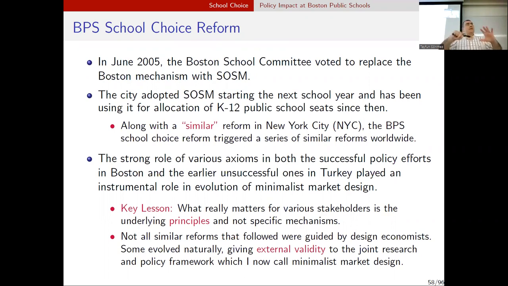I think you can do what I'm doing in different ways too, but I find the axiomatic approach particularly helpful to convey ideas to policymakers and laymen. Not all similar reforms that followed were guided by design economists. Some involved naturally giving external validity to a joint research and policy framework, which I now call minimalist market design.